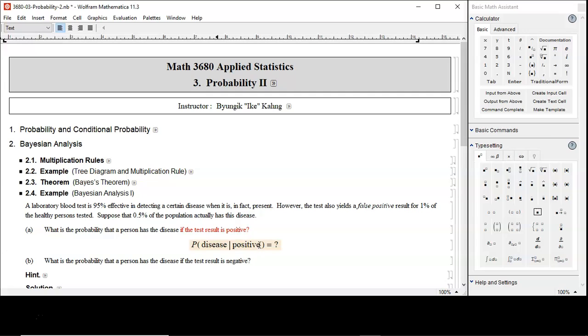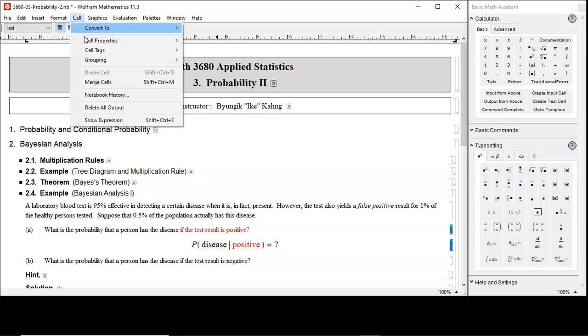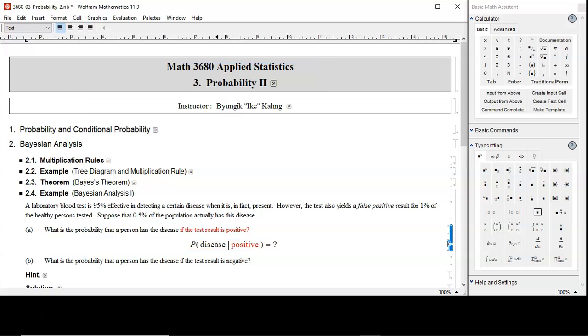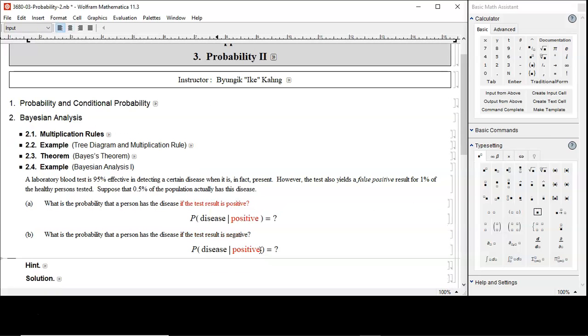You see? The test came out positive. Under that condition, what's the probability that this person actually has the disease? So you're looking for a conditional probability here. Now, how about the second problem here? Similar, but this time you're looking for negative. We have a different condition this time, and this condition is about a negative test result.